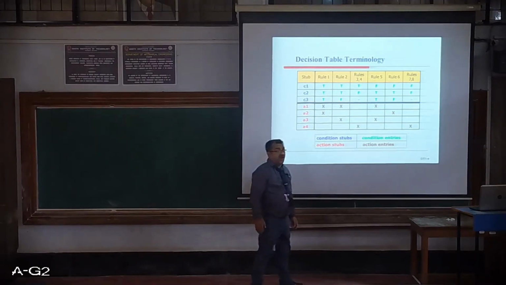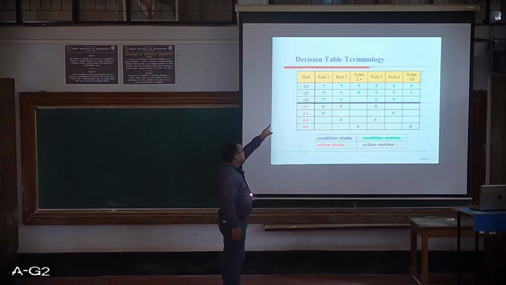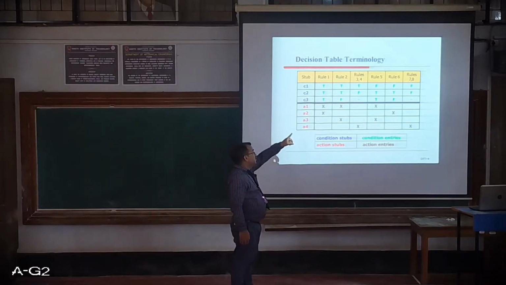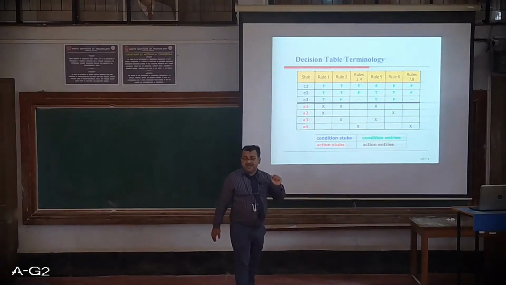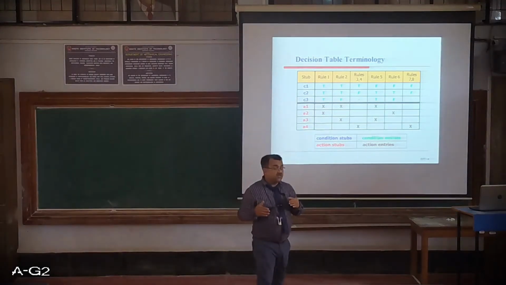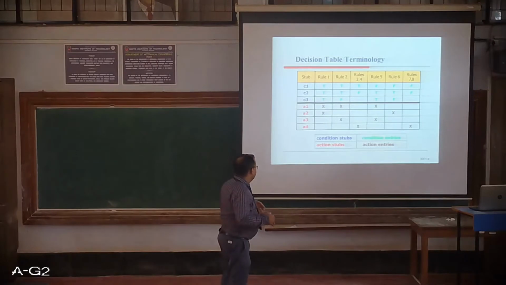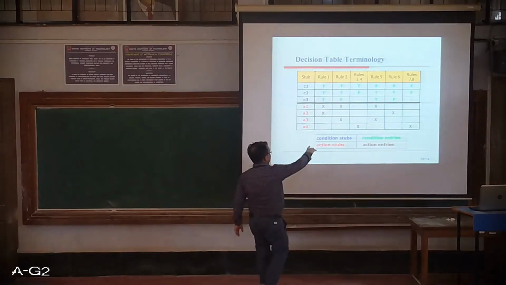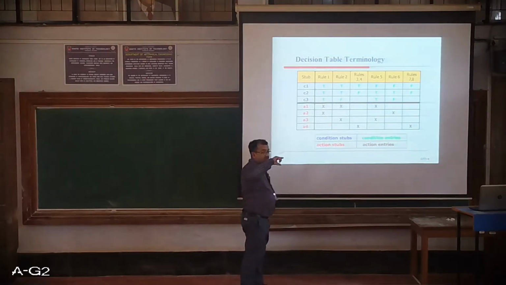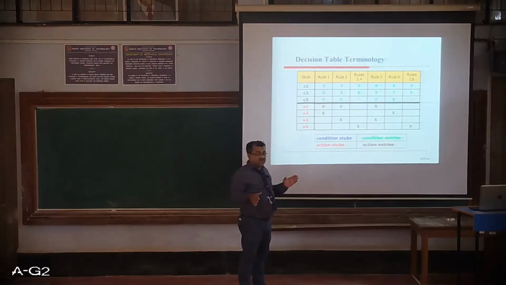Now you can see rule 1, rule 2, rule 3, rule 4, rule 5, rule 6, etc. What does a rule mean? Different combinations of inputs, that is the condition entries, give you these outputs. You can combine and pre-confirm the rules, which becomes very helpful for writing the test cases.